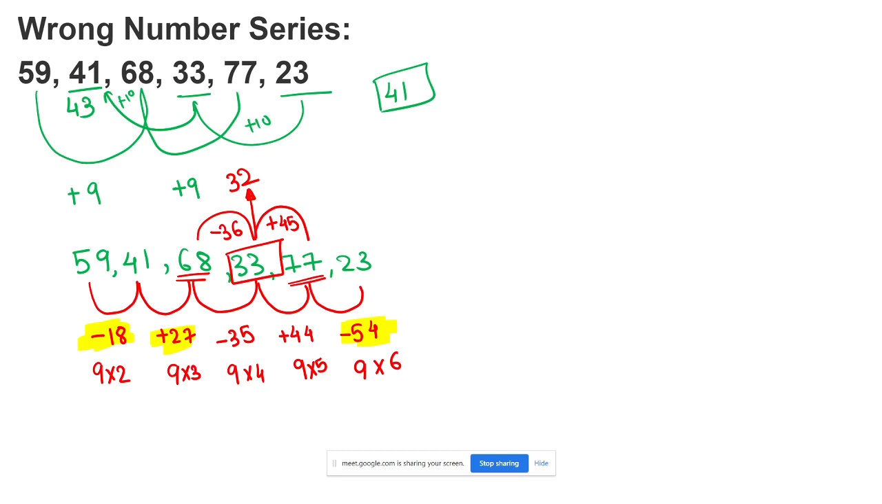Is it fine? Did you understand how this question came about? We have seen the same question in two different ways. Why? Because if suppose 41 was not an option, we would have to think something else.